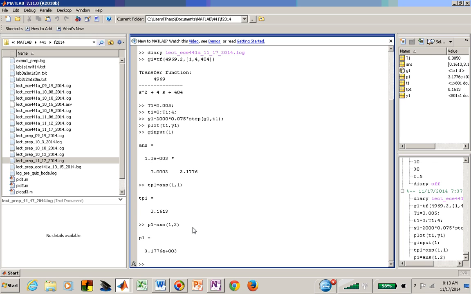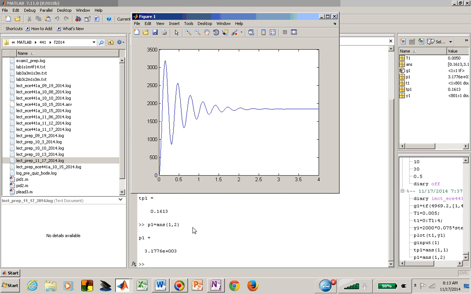That was at this 3,180. That was where that particular response peaked, and it peaked at 0.16 seconds. I could then, if I wanted to, find the settling time. You can eyeball the settling time. What would you say the settling time is? 2% settling time.